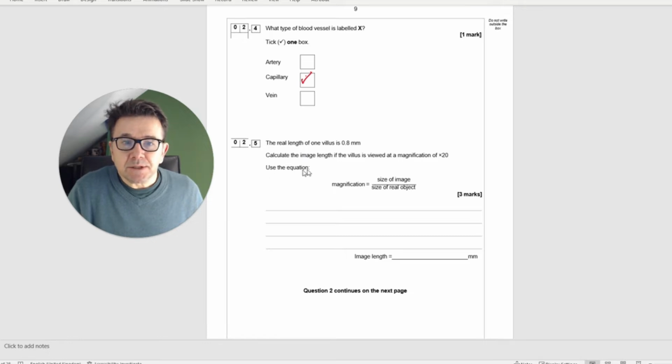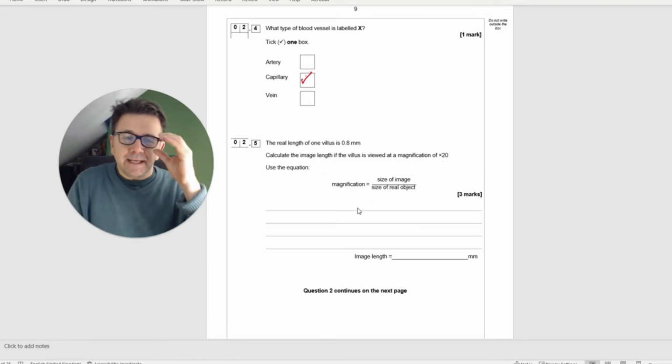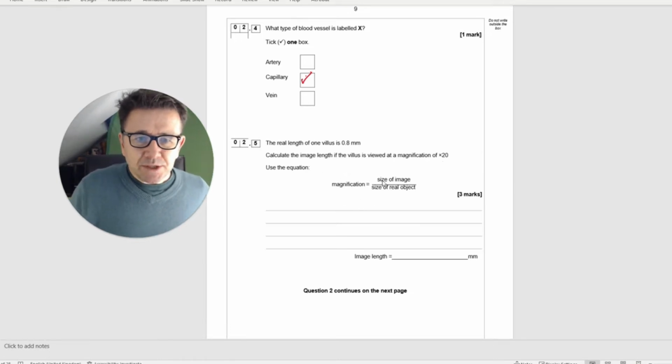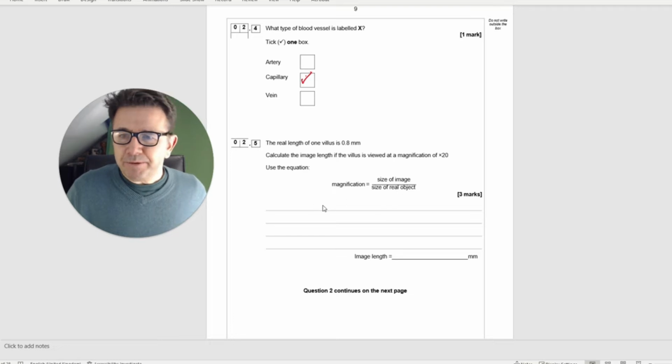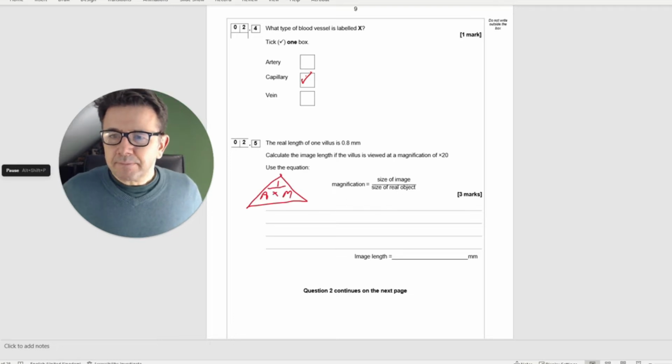So this is related to cell magnification. Tells you the real length of one villus is 0.8 millimeters. Calculate the image length if the villus is viewed at a magnification of times 20. And again, it gives you the equation, so that's really, really helpful. So let's have a look.